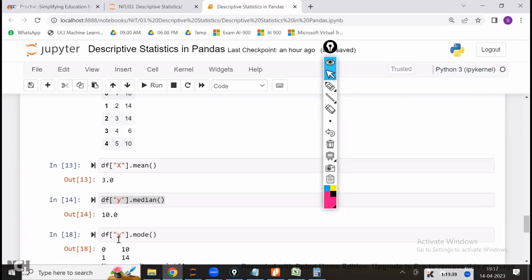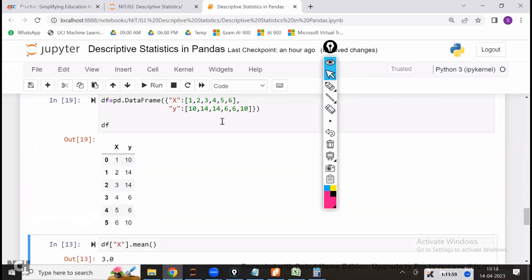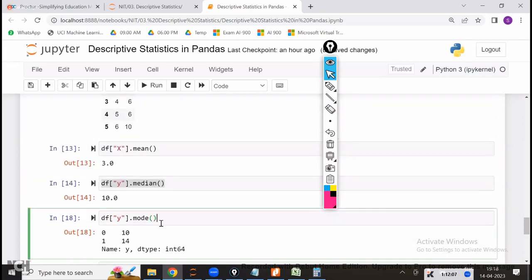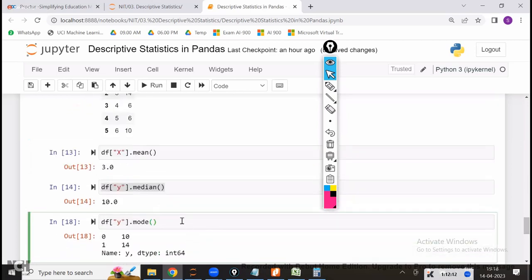Bimodal, unimodal, multimodal. Multimode means, for example, if I take one more also and repeat, that is 10, 10, 14, 14 and 6, 6. You repeat 6 also. 2 6s, 2 10s, 2 14s are there. And in x you also need one more, because otherwise it will throw an error. Both the lengths should be equal. Now in the y variable, 2 10s, 2 14s, 2 6s are there. What is the mode of y? 6, 10, 14. You will get 3 of them.